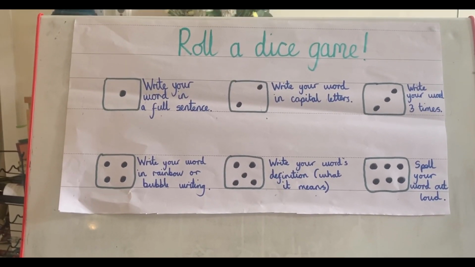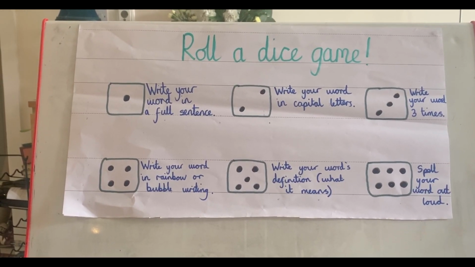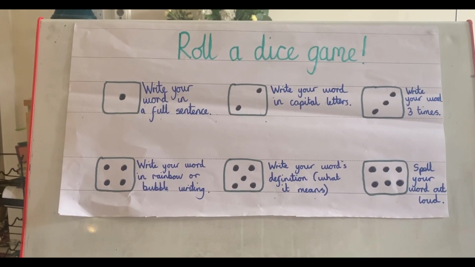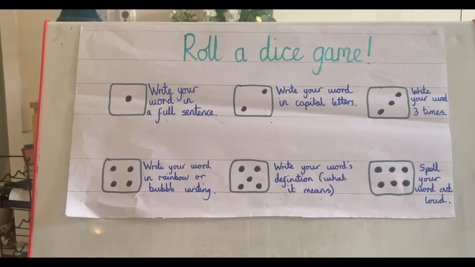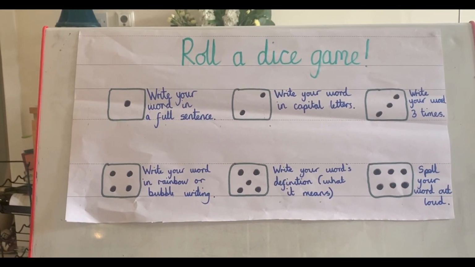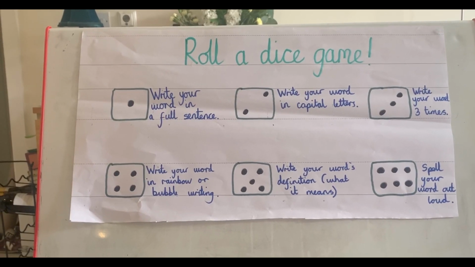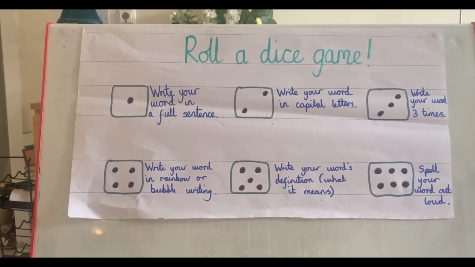If you roll a 4, you can choose a spelling word and write it in rainbow writing if you have colours or bubble writing if you don't. If you roll a number 5, you can choose a spelling word and write its definition, what it means. If you roll a 6, you can choose a spelling word and spell your word out loud. If you roll the same number again, you can do the activity for a different one of your spelling words.